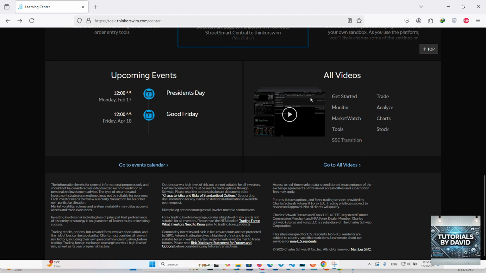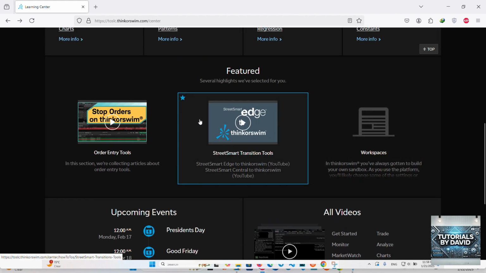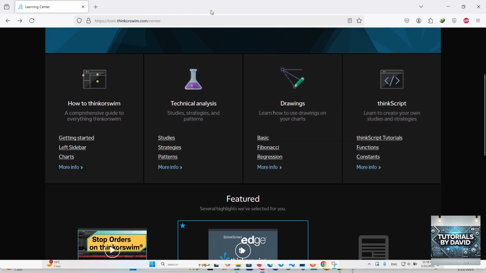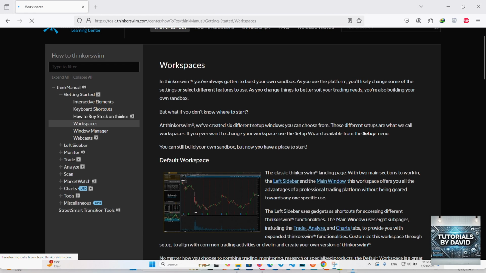Test strategies with paper money. Practice trading without risk using the paper money feature, a simulated trading environment that mimics real market conditions. It's an excellent way to refine strategies before using real funds.